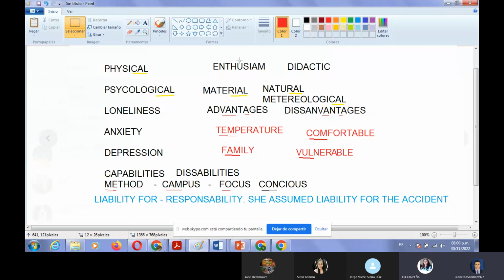A word over here, enthusiasm. Teacher, the pronunciation of discipline. Discipline. I forgot to type this word, discipline. Enthusiasm, didactic.